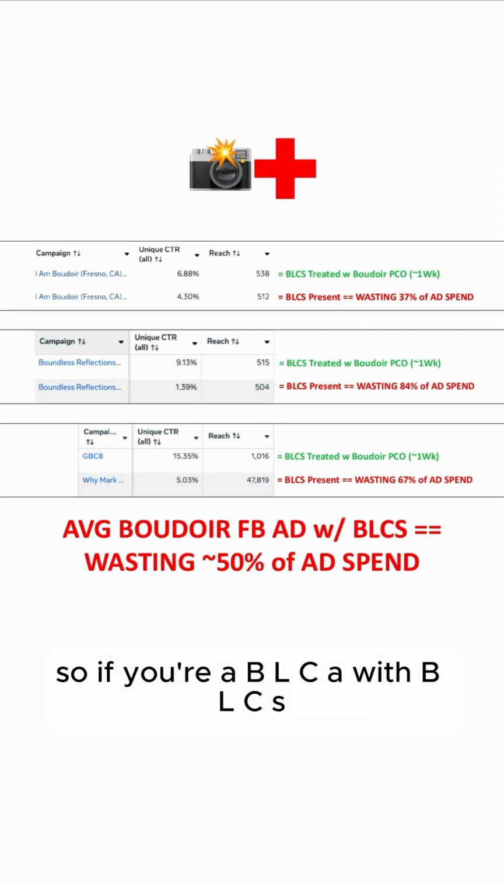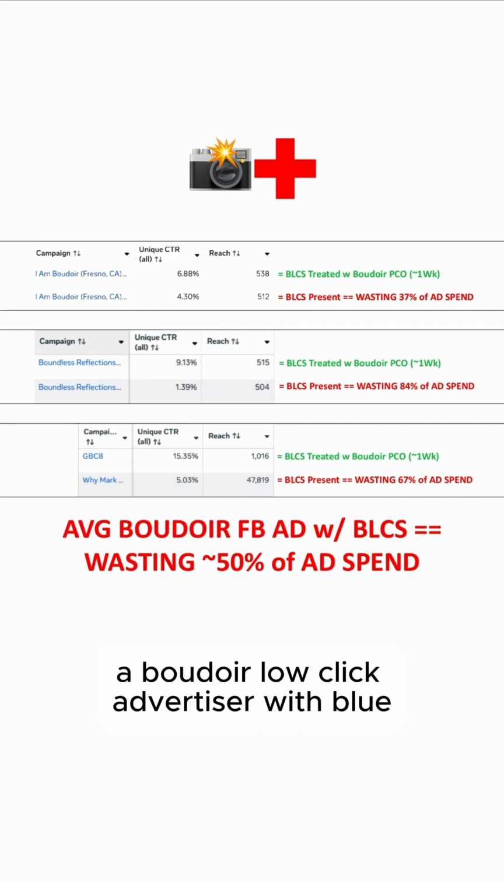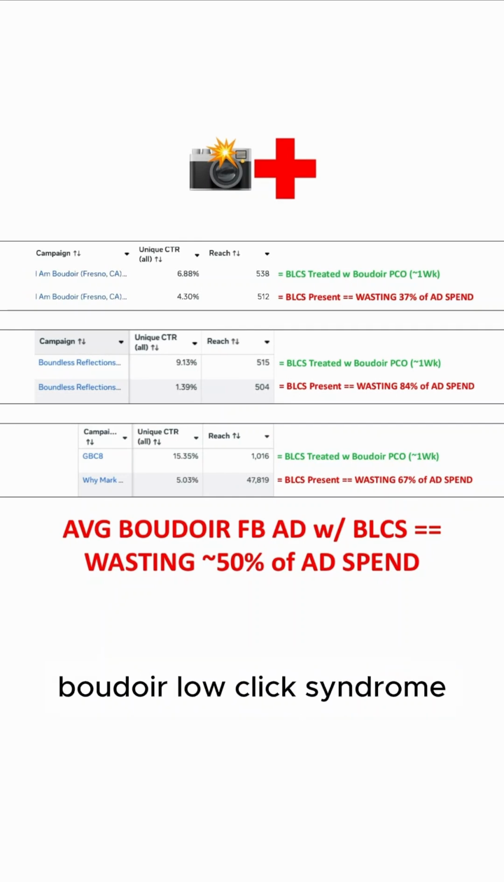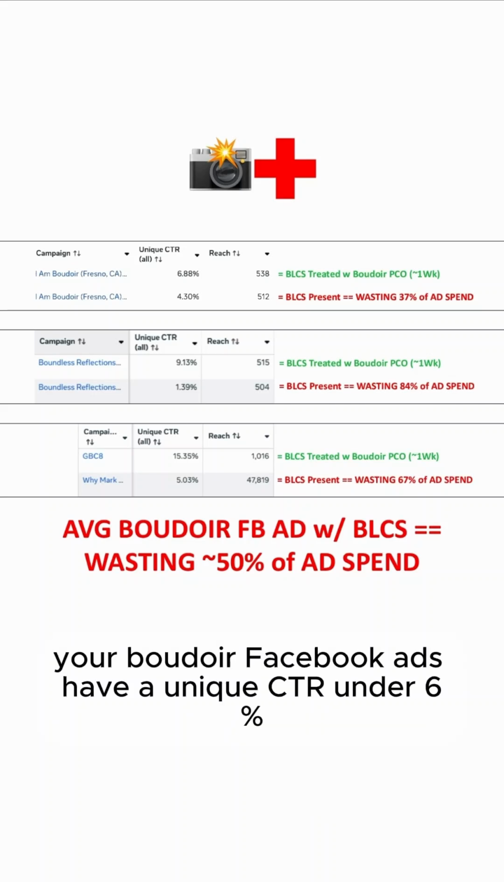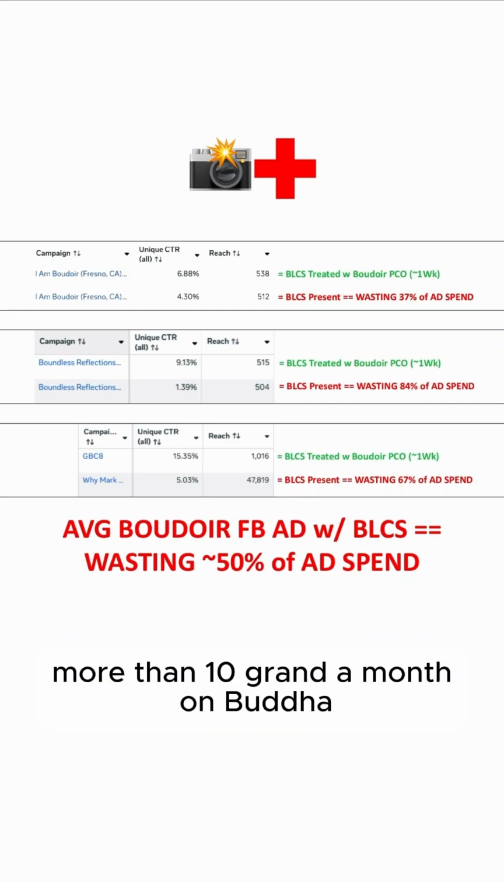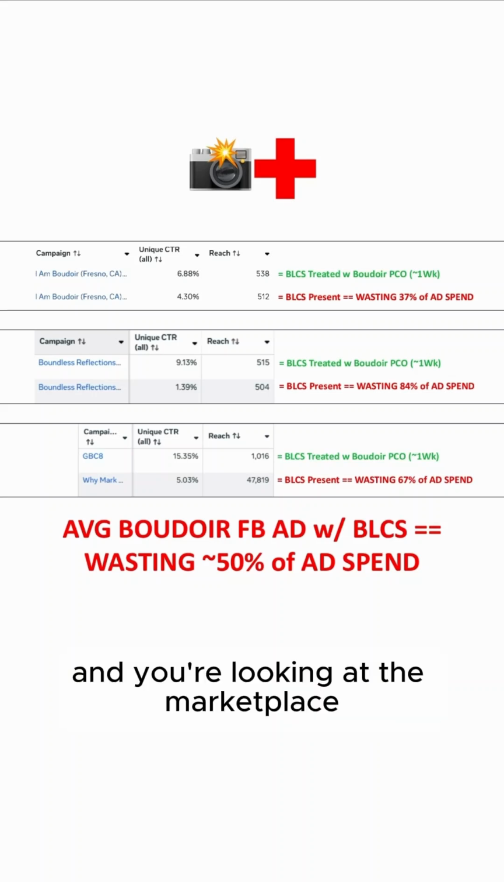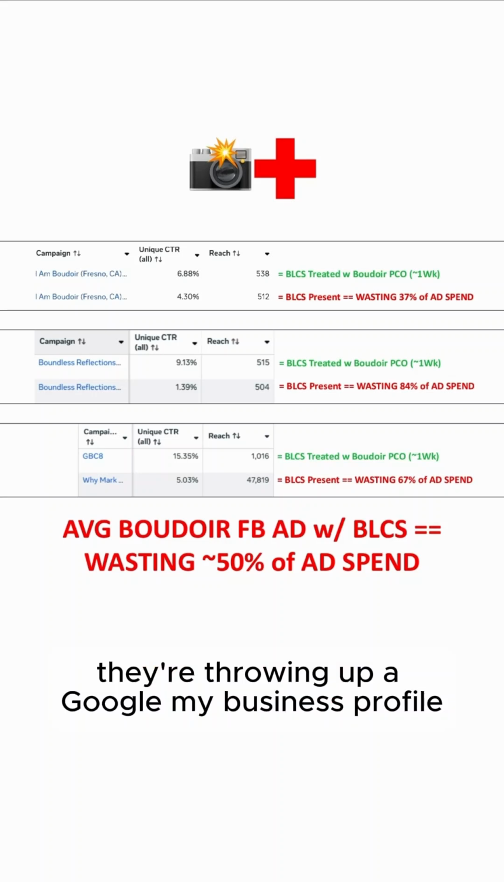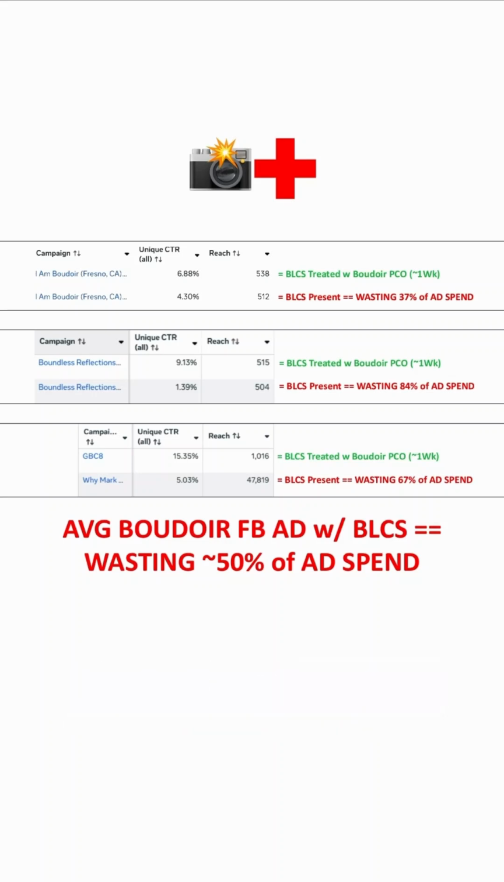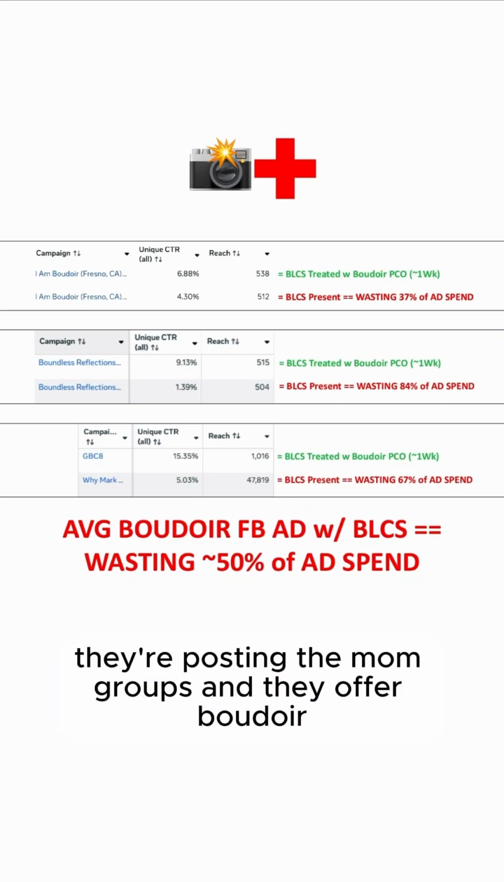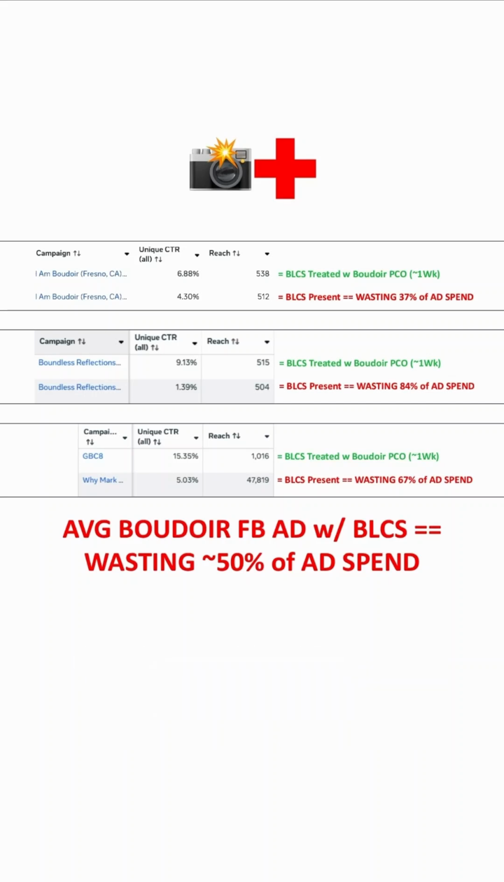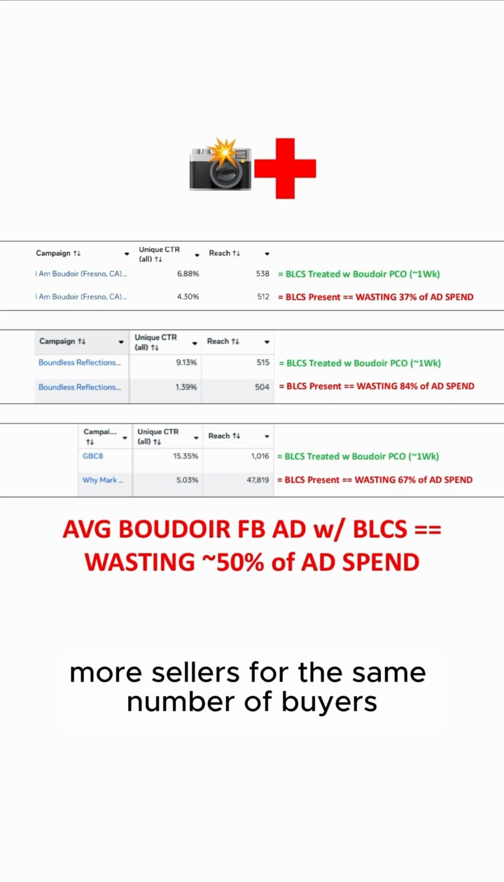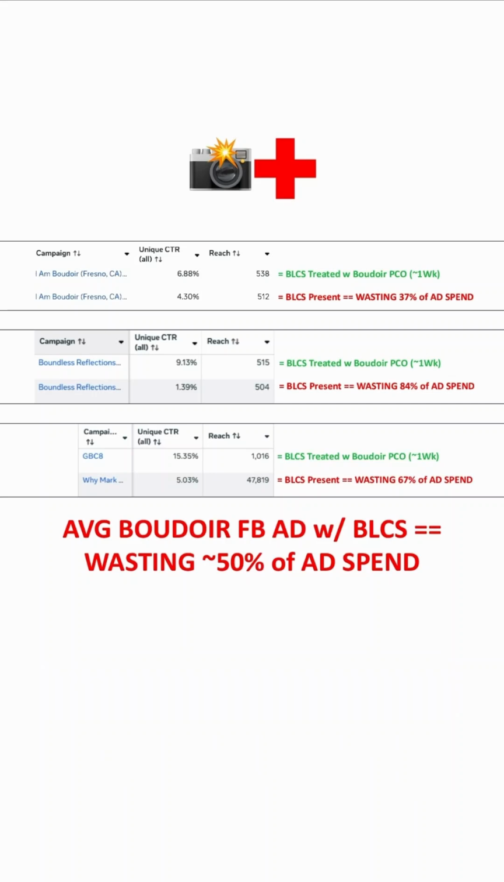So if you're a BLCA with BLCS, a boudoir low-click advertiser with boudoir low-click syndrome, your boudoir Facebook ads have a unique CTR under 6%, and you're spending more than 10 grand a month on boudoir Facebook ads, and you're looking at the marketplace and it's getting more and more saturated. Seems like anytime someone gets a new iPhone, they're throwing up a Google My Business profile saying they offer boudoir, or anytime someone gets a new camera, they're posting in the mom group saying they offer boudoir. So the market's getting more saturated, more sellers for the same number of buyers. Becoming more competitive. You're seeing the saturation.